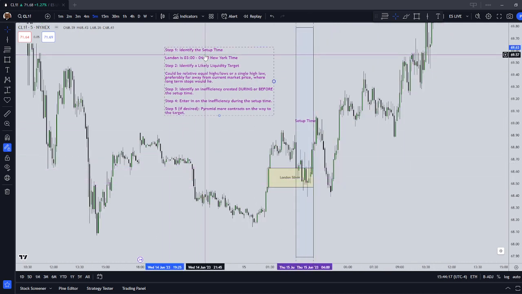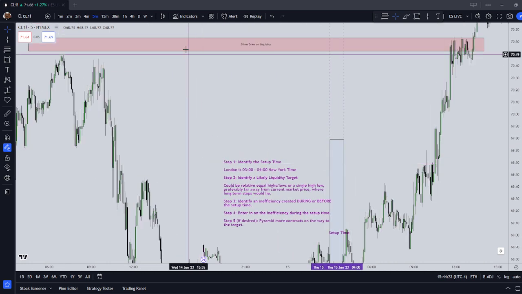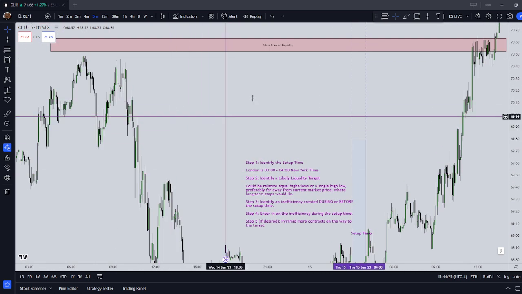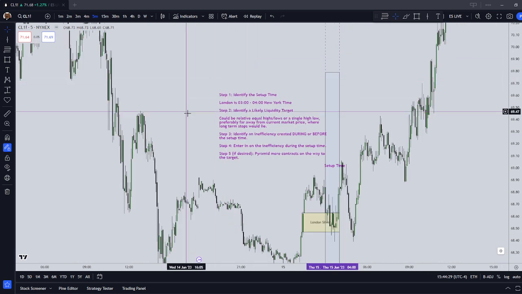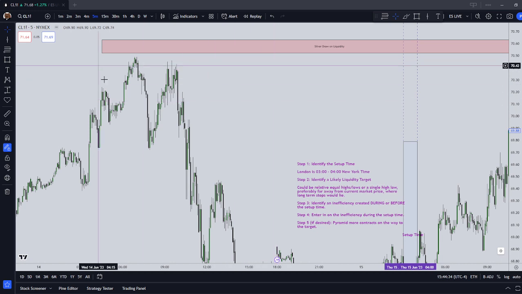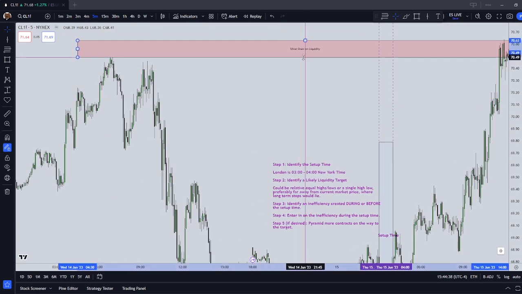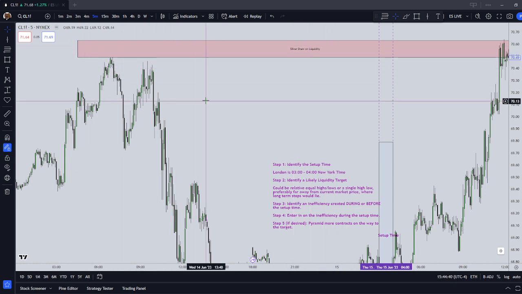Okay, step one, identify the setup time. Step two, identify a likely liquidity target. Should be far away from price, ideally where long-term liquidity would be or where institutional fund liquidity would be, preferably. I prefer these equal highs and equal lows to a single high and low, but either way, you're just looking for where hedge funds, mutual funds, insurance companies would have their stops.